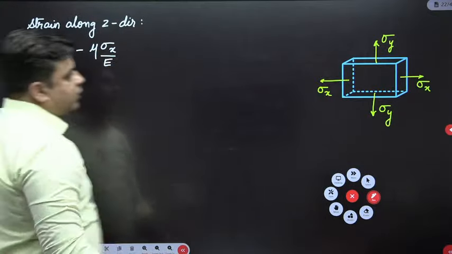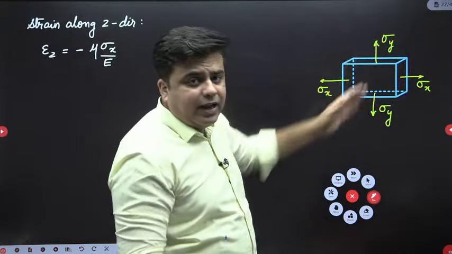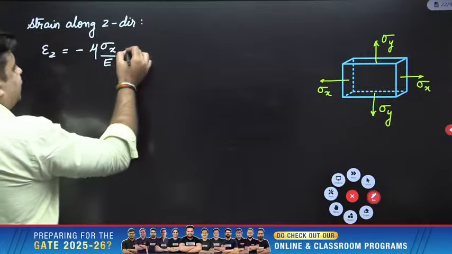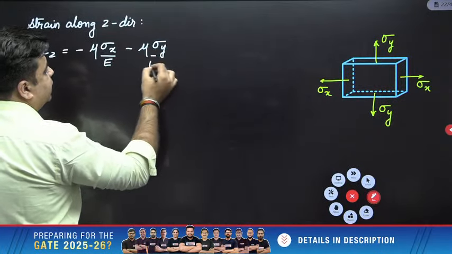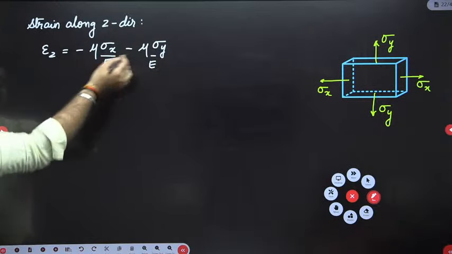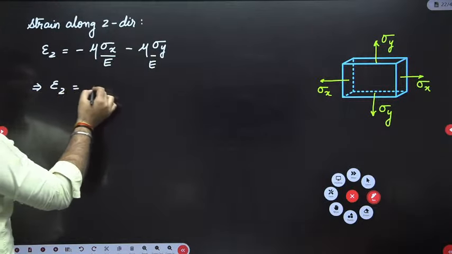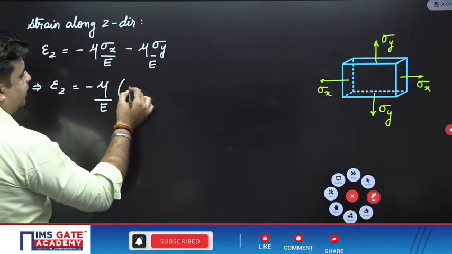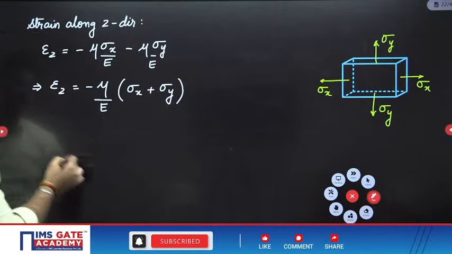Then again, sigma y is also tensile. It will also try to contract the width of the member. So the Poisson's effect of this sigma y will also reduce the width of the member along z direction. You know all the values, substitute and get the answer. So epsilon z is equal to minus mu by E, inside the bracket you have sigma x plus sigma y. Please do the calculation and quickly tell me the answer.